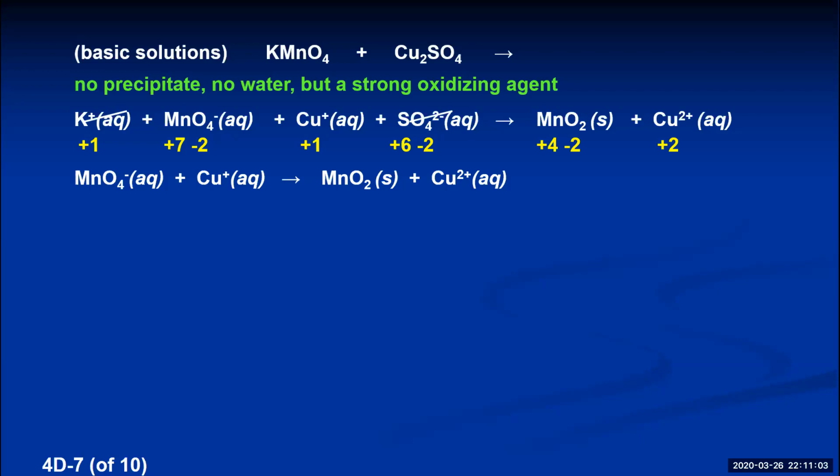Now, here's what you have to remember if a solution is basic. What species exist in a basic solution? Arrhenius is the one that told us this. Arrhenius said that the hydroxide ion is what gives solutions its basic properties.